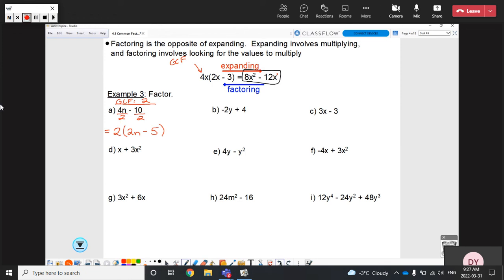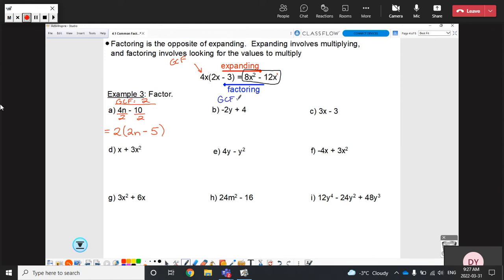Okay, let's try another one. Let's do this one in blue. We have negative 2y plus 4. Now, this one's a little bit tricky because whenever you have a negative in the first term, we usually want you to common factor out the negative, which sounds strange. You just have to take my word for it for right now. But I promise you it'll work out great in the long run.